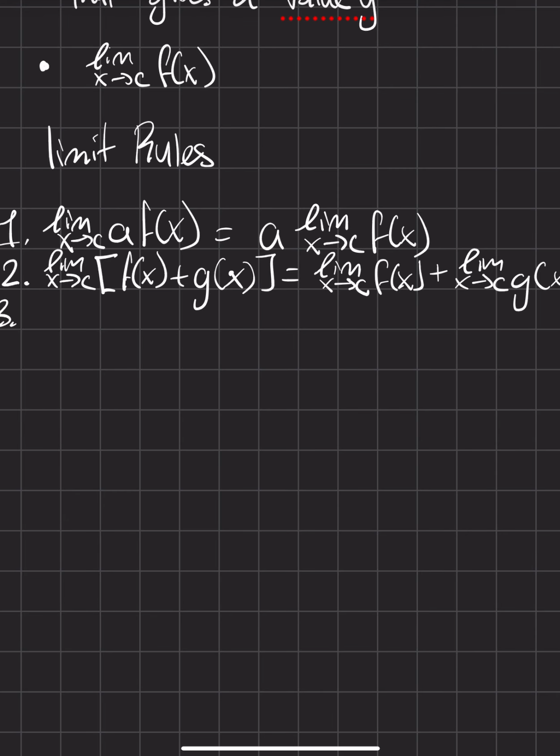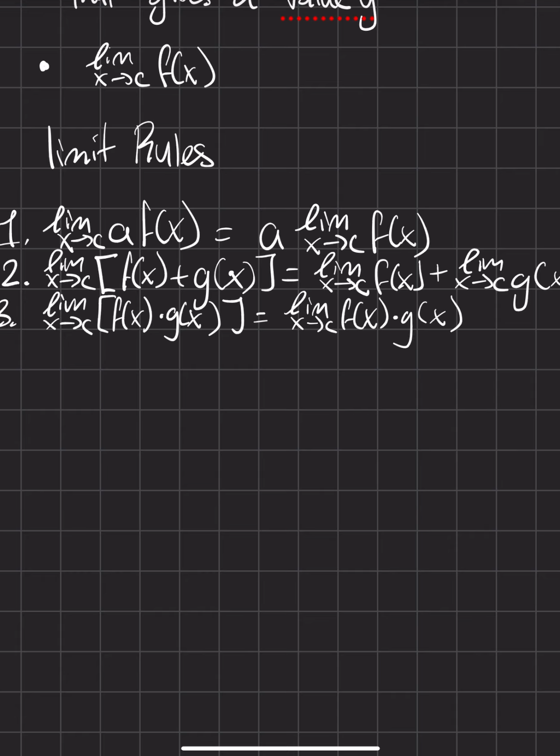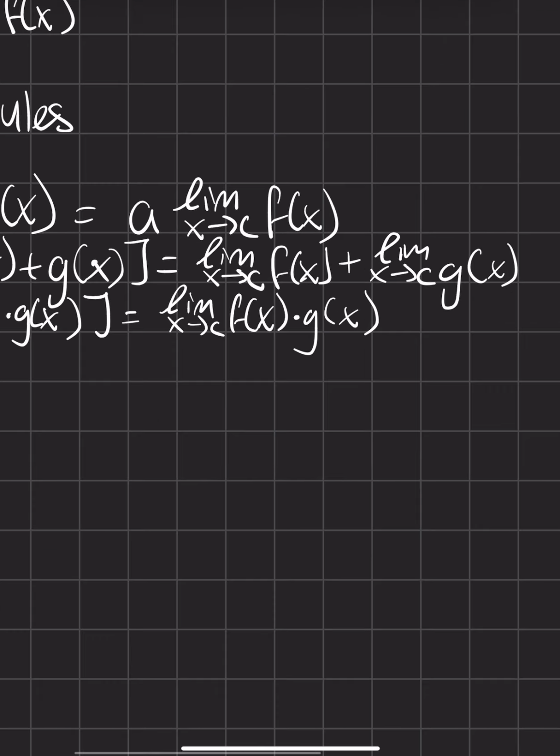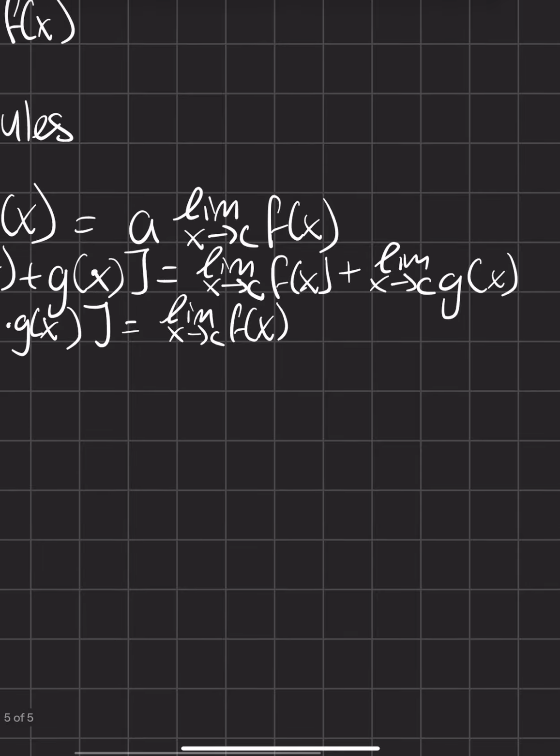And then for our third rule, if we have the limit as x approaches c of f of x times g of x, all this is going to tell us is that this is equal to the limit as x approaches c of f of x times the limit as x approaches c of g of x, right? Let me write this better.